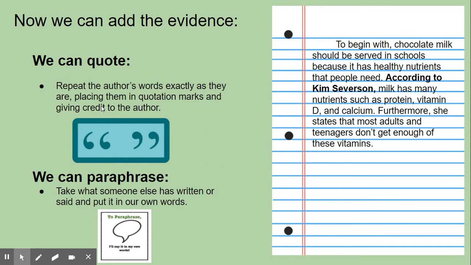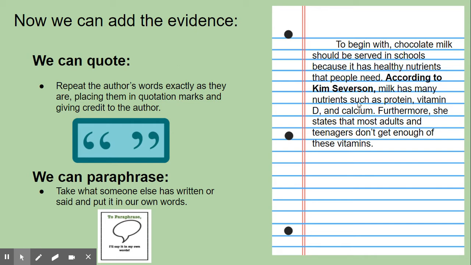We can quote, where we repeat the author's words exactly as they are, placing them in quotation marks and giving credit to the author like we already did, saying it's from Kim Severson. Or we can paraphrase. So we can take what someone else has written or said and put it in our own words.